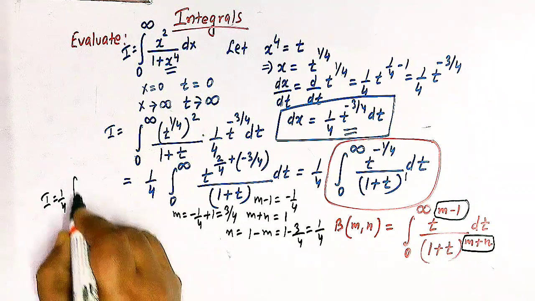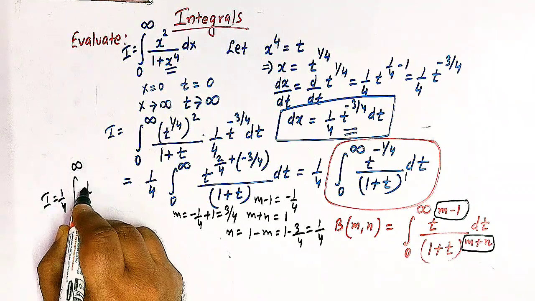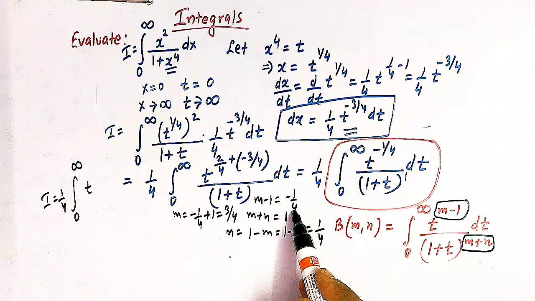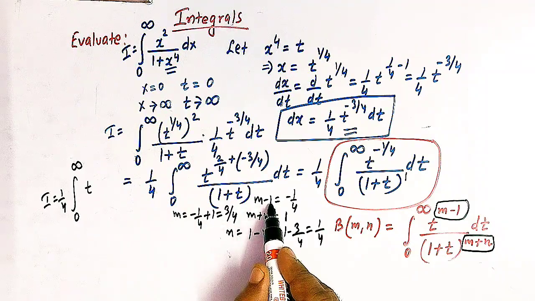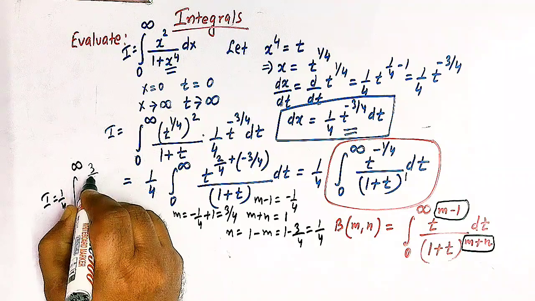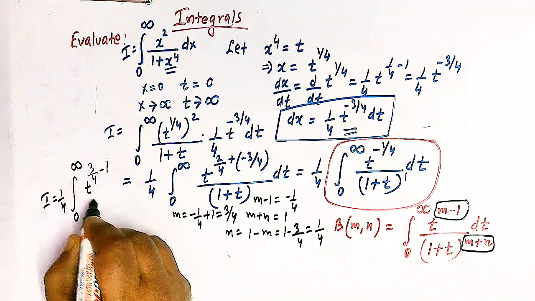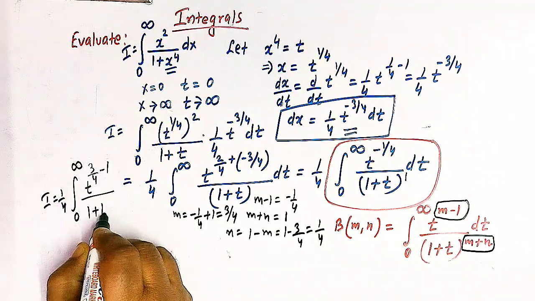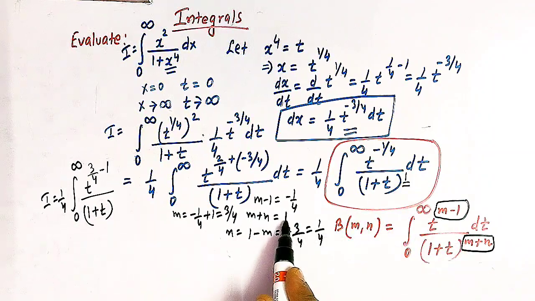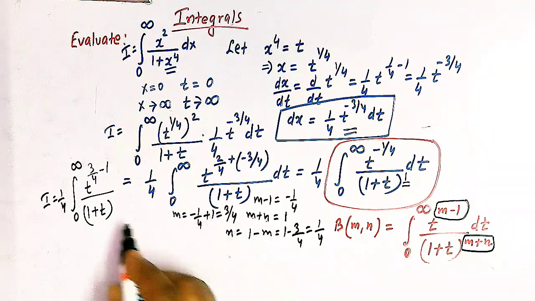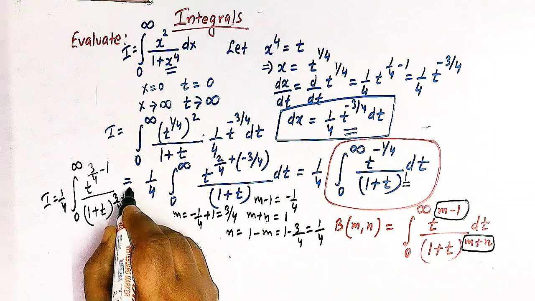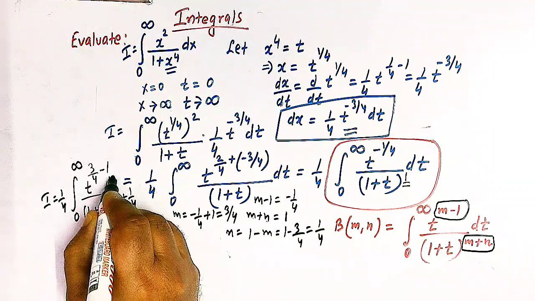and we have 0 to infinity t raised to minus 1 over 4. Now minus 1 over 4 can be written as m minus 1. So m is 3 by 4. So we have 3 by 4 minus 1, and here we have 1 plus t raised to 1, right? And 1 can be written as m plus n. M is 3 by 4 and n is 1 over 4, and here we have dt.